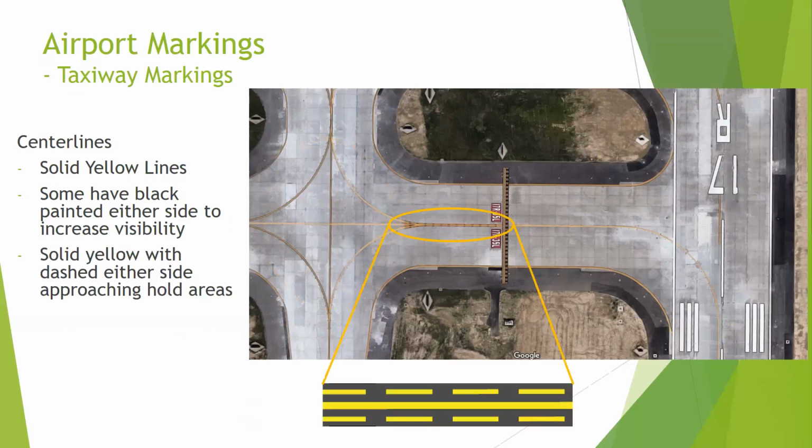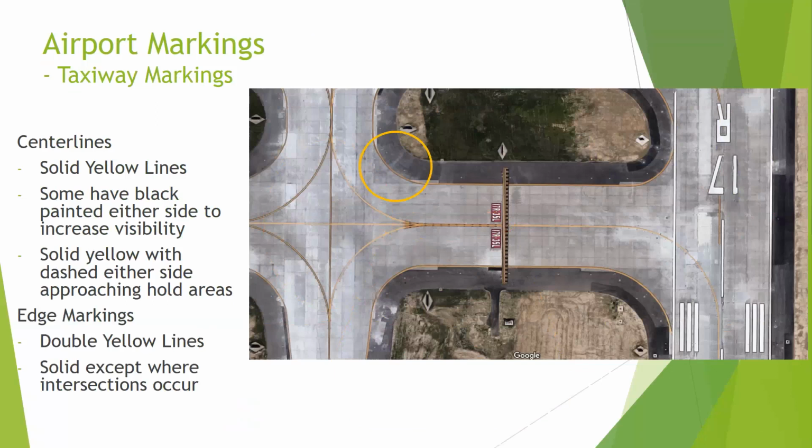As you approach a runway, you'll still have your solid yellow line, but then it'll have these dashed lines on either side of it. And that's to give you a heads up that you're approaching what's called a hold short area. And primarily you're approaching a runway that you don't want to accidentally just taxi out onto without getting permission and clearance. Okay.